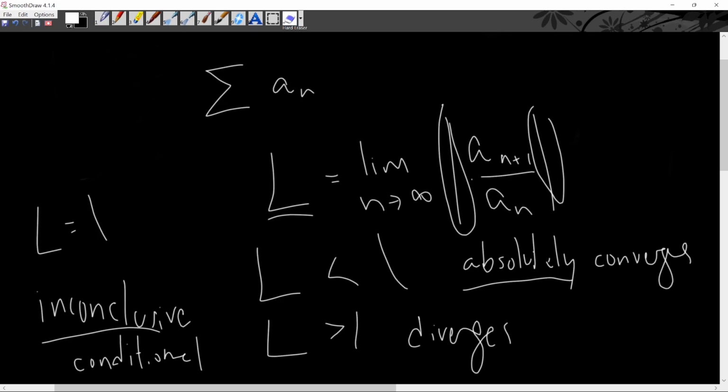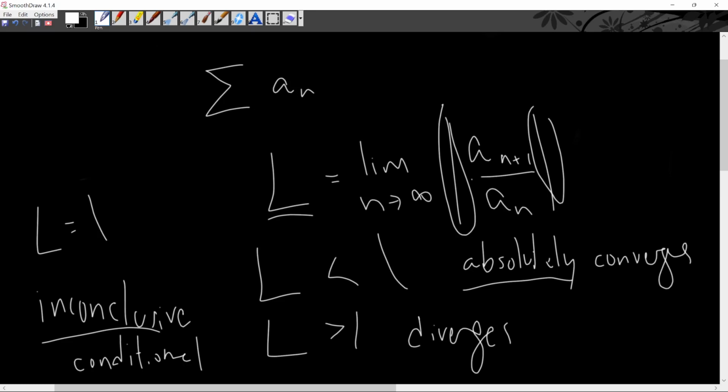We'll show an example in a second after we prove it, but if you plug in that alternating series into this, you're going to get 1, because the limit as n approaches infinity of n plus 1 over n is 1 after you do L'Hopital. But if you have L equals 1, it can still be convergent, but it'll be conditionally convergent. And it can also be divergent.